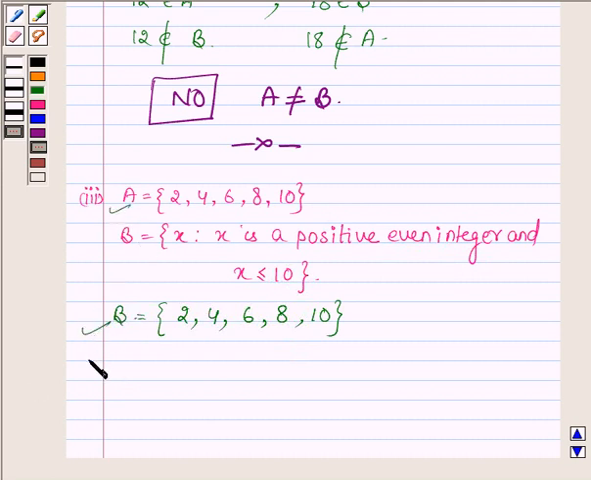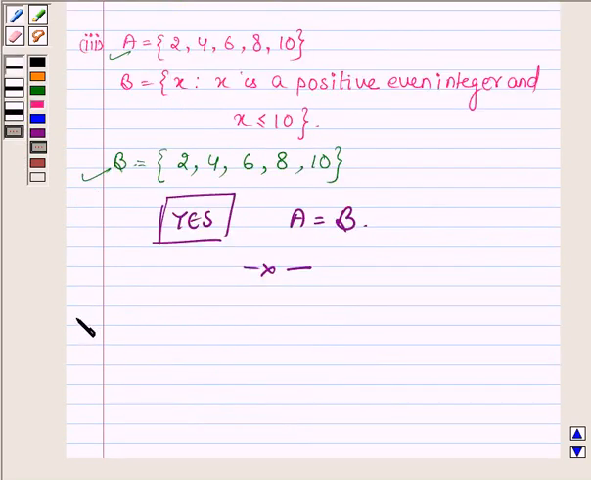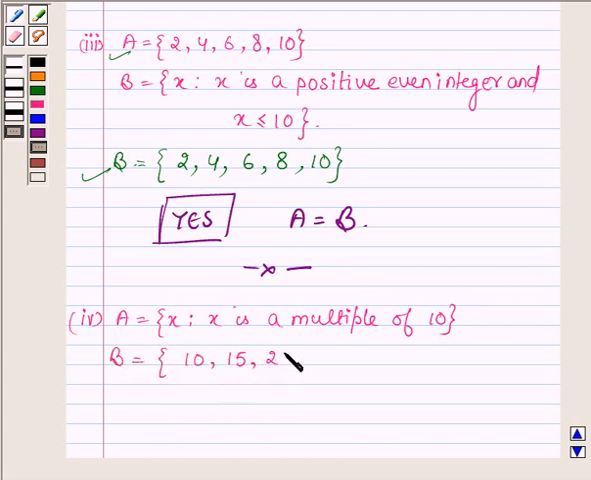Now on observing set A and B, we find that there are 5 elements in both these sets. And they are exactly the same. Thus we can say that, yes, set A is equal to set B. This completes the third part. And now proceeding on to the last part, where A is a set which contains all those X such that X is a multiple of 10. And B is the set which contains 10, 15, 20, 25, 30, and so on.